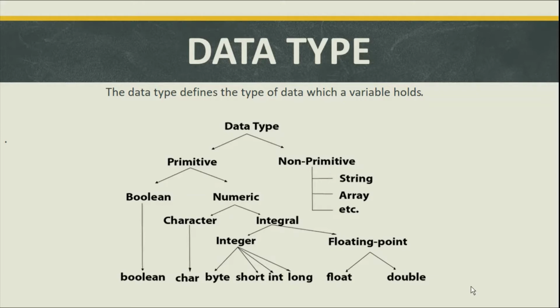Because when we compile the program, the memory is allocated to store that data, and your computer will identify how much memory to be allocated to store that data. That is just specified by the data type. In Java, there are two types of data type. Number one is your primitive data type, and second is your non-primitive data type.